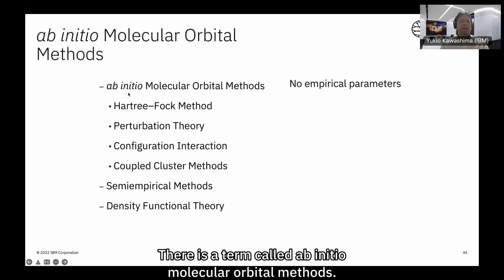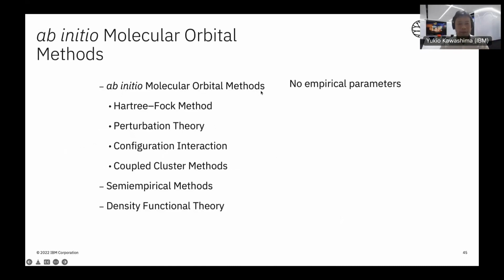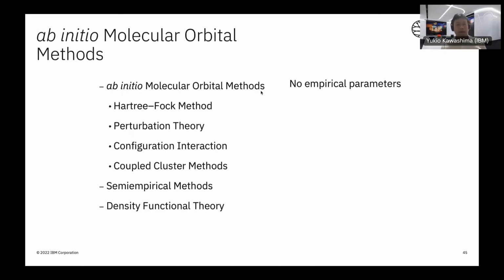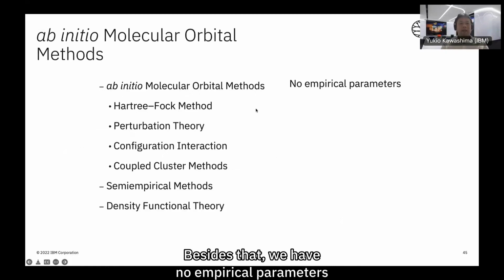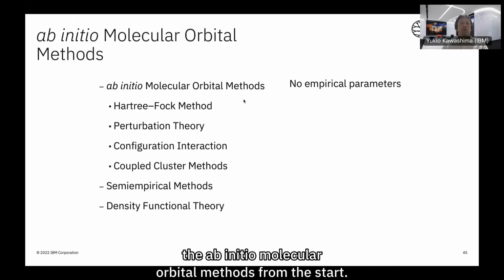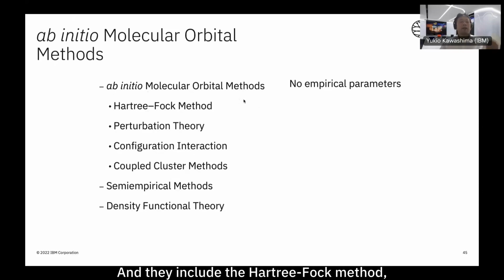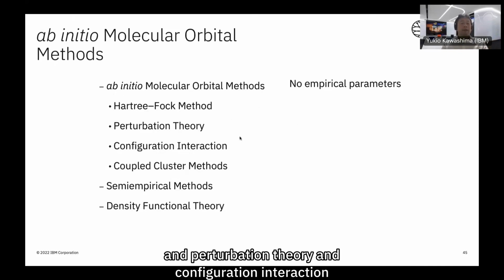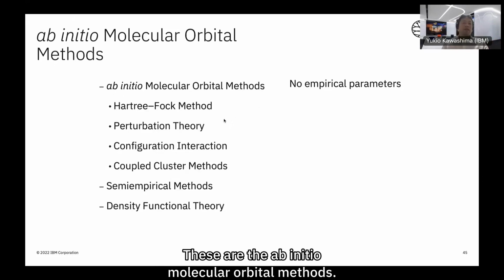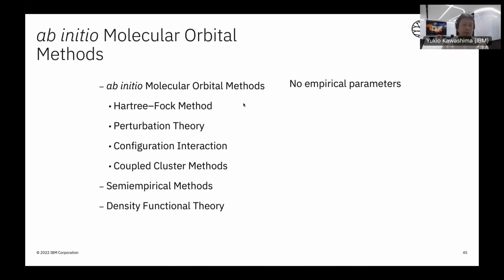There is a term called ab initio molecular orbital methods. So I showed you the Gaussian basis sets, and I mentioned about the predefined parameters based on atoms. Besides that, we have no empirical parameters in our calculation. So therefore, we call it the ab initio molecular orbital methods from the start. And they include the Hartree-Fock method, which I showed you, and perturbation theory and configuration interaction and coupled cluster methods, which I'm going to show you later on. These are the ab initio molecular orbital methods.